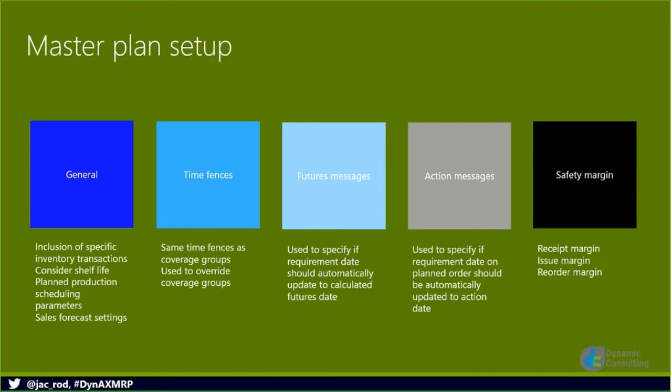Now, it's important to understand that you need to be careful with these because, first of all, the master plan safety margins add on top of the coverage group safety margin. So if you have a coverage group safety margin set up of 1 day and a plan safety margin of 1 day, you're going to have a 2-day safety margin on that particular item and transaction. So that's important to understand.